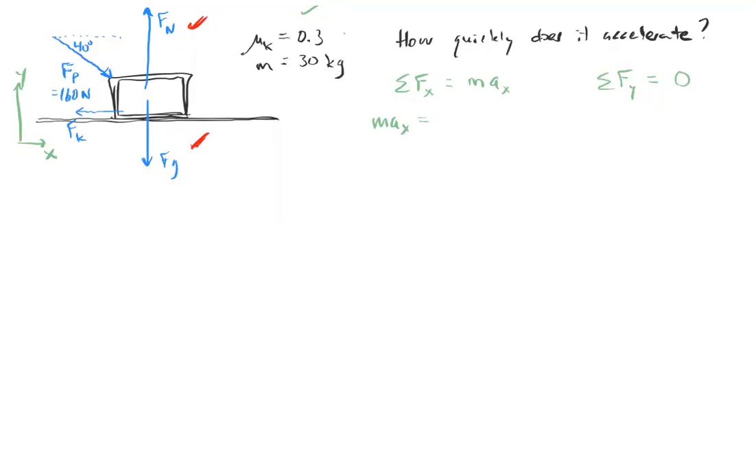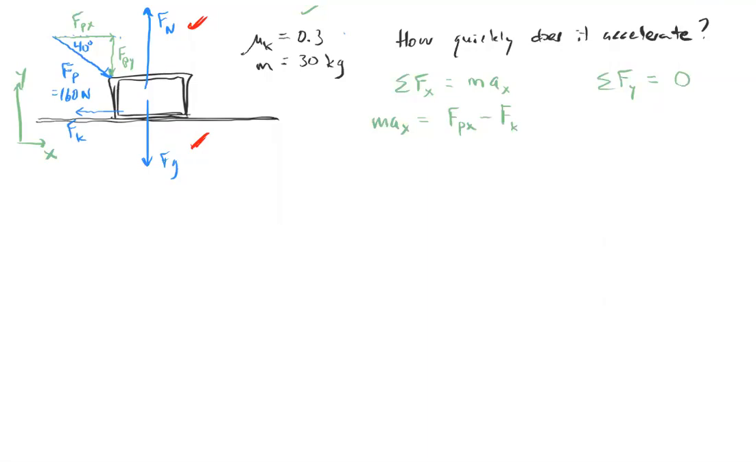There's going to be this little piece of F sub p right there. And we'll call that F sub p x. And of course, there'll be a y component as well. We'll call that F sub p y. Okay, but for this sum of forces, we'll have F sub p x acting in the positive direction, and we'll have the force of kinetic friction opposing that.